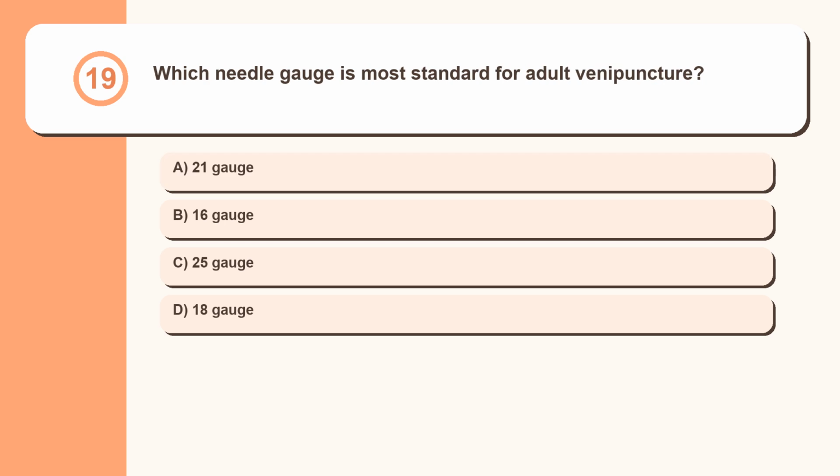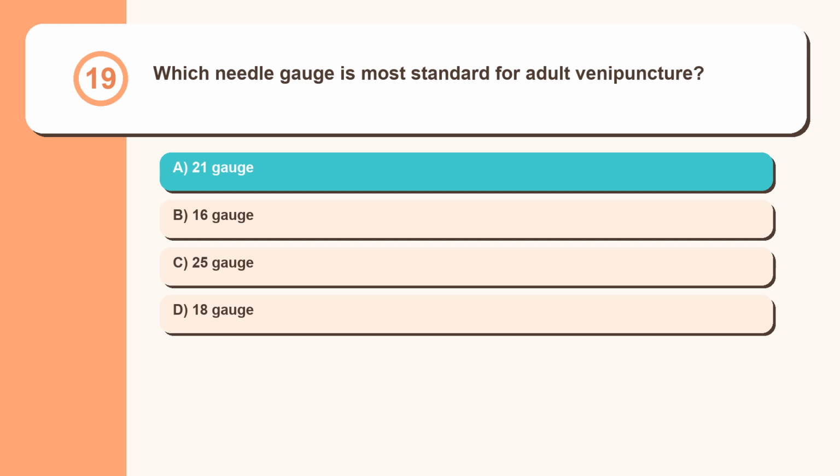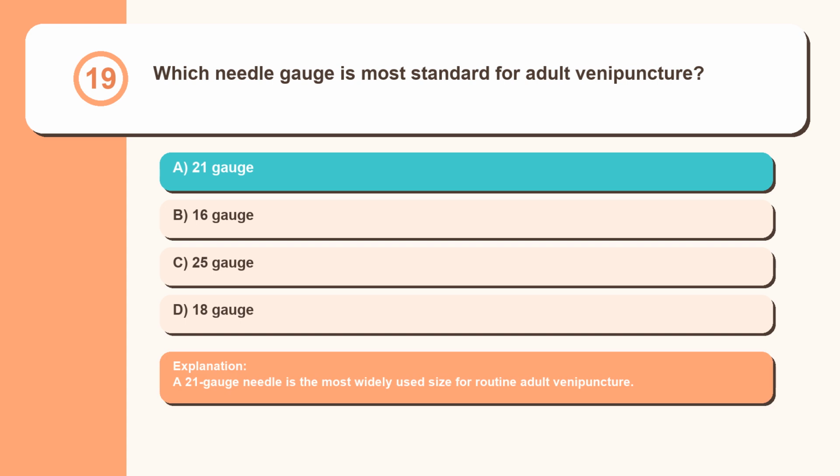Question 19. Which needle gauge is most standard for adult venipuncture? 21 gauge, 16 gauge, 25 gauge, 18 gauge. A 21 gauge needle is the most widely used size for routine adult venipuncture.